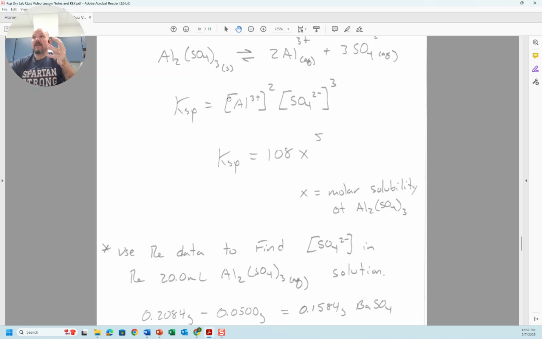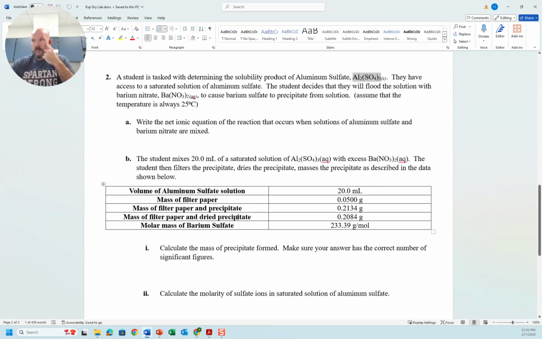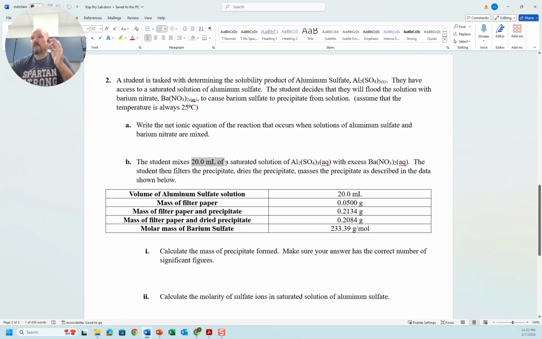And then once I have that, I can use stoichiometry to figure out the molar solubility, and I can find the KSP. All right. So again, let me go back to the question to illustrate it a little bit more. What they said is they took 20 milliliters of the aluminum sulfate solution and they flooded it with excess barium nitrate. We don't care about the nitrate. Nitrate's usually just a spectator ion.